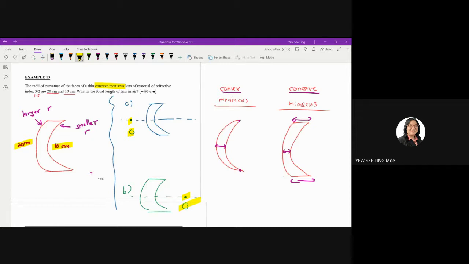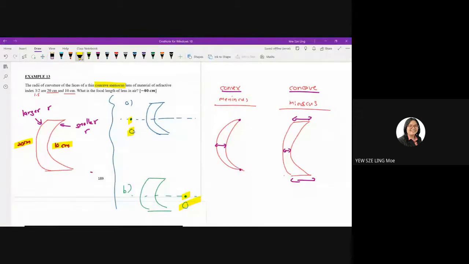Okay, now let's go through it together. For A, by assuming your object is located on the left-hand side, it means your incident light ray is coming from the left-hand side. So this is your ray. When it hits the first surface, this surface becomes our R1. You are hitting the outer surface of the circle, which means R1 is acting as a convex surface, and therefore it equals positive 20 cm.